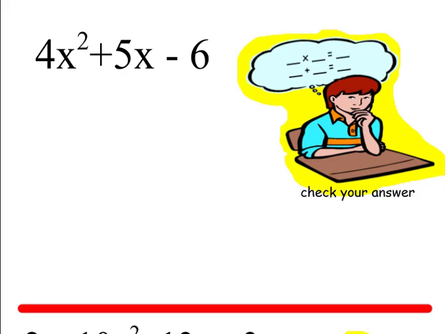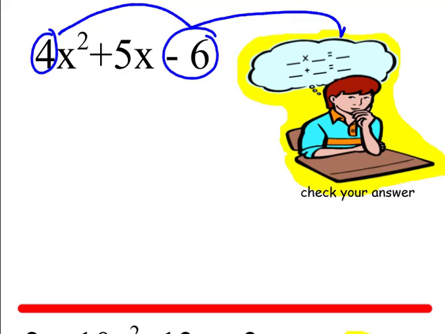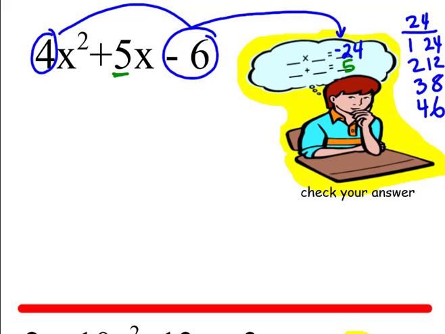So the first example here that I have is 4x squared plus 5x minus 6. The 2 numbers are going to multiply together, so 4 times negative 6 is negative 24, and then they're going to add up to give us the 5. So I'm going to have to go through the factors of 24. Maybe I'll do it over here. So I have 1 and 24, 2 and 12, 3 and 8, and 4 and 6.